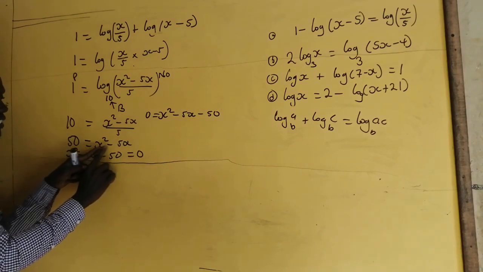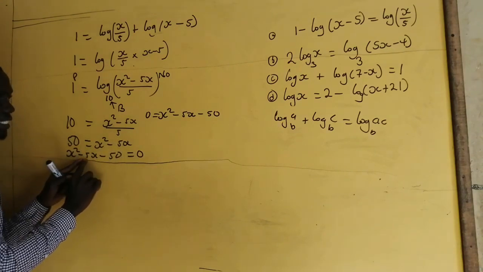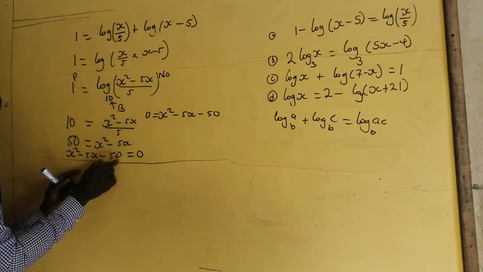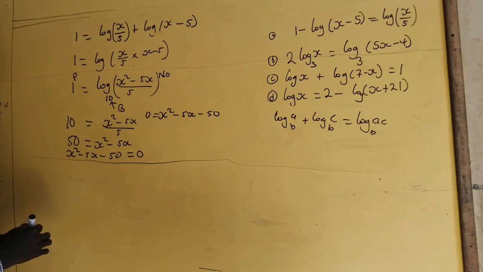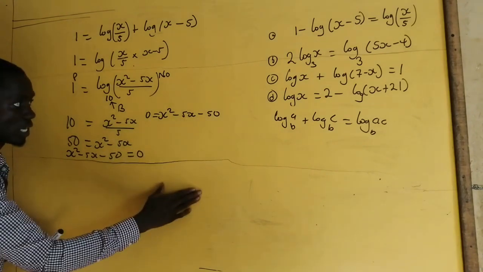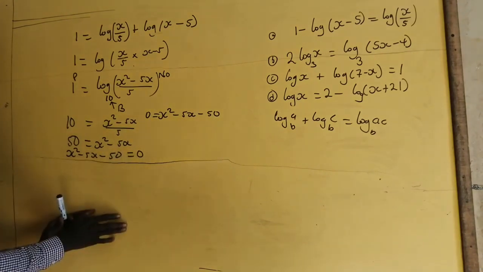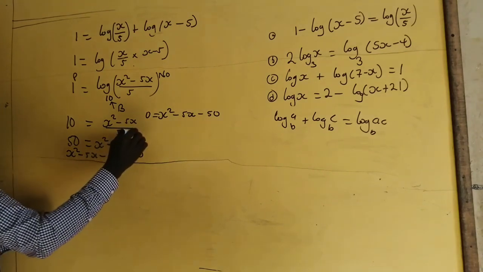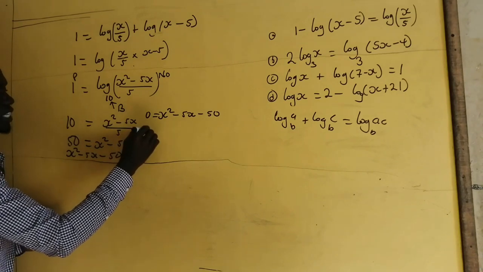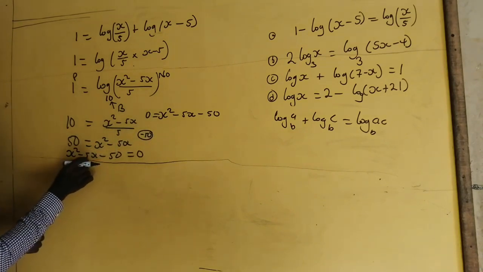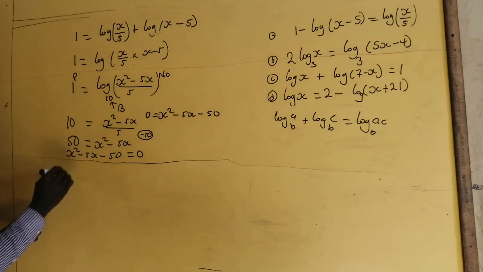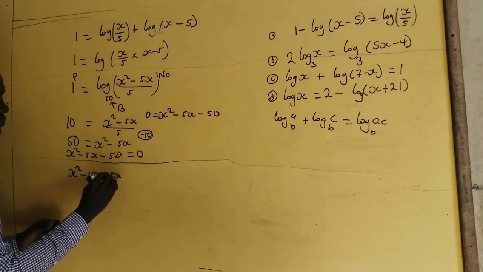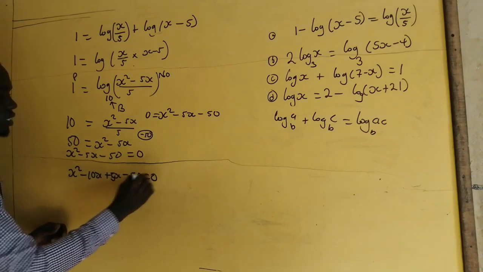X squared here is positive. 5x here is negative. But this 50 has crossed the equal sign to this side, so it's negative. If you understand it this way, you can proceed with the same procedure. Now, we multiply minus 50 by the coefficient here, 1. It will give us minus 50. Then the factors of this, which will be added to give us negative 5, are negative 10 and 5. So we have x squared minus 10x plus 5x minus 50 is equal to 0.